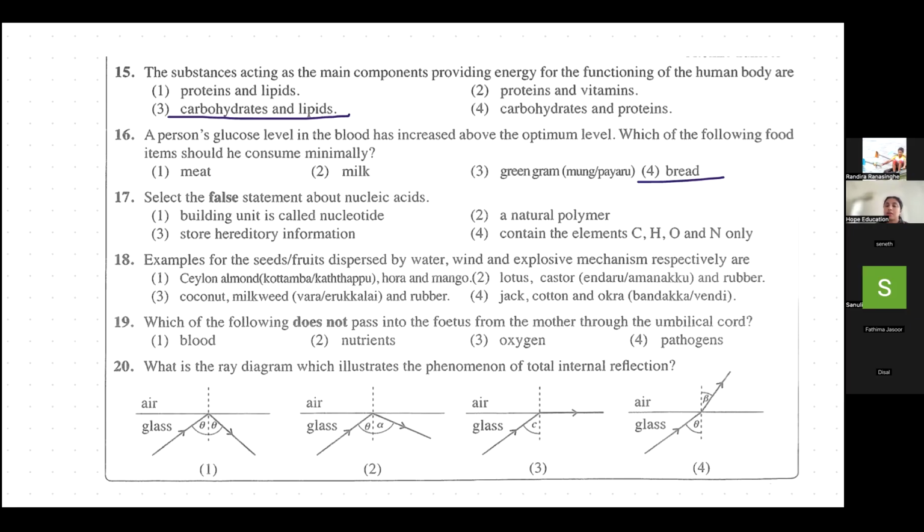So anyways, nucleic acids are a natural polymer. They store hereditary information, true, but this is a false statement. Why is it false? Isn't it only carbon, hydrogen, oxygen, nitrogen? If you take nucleic acids, what else is there? Okay. Others?